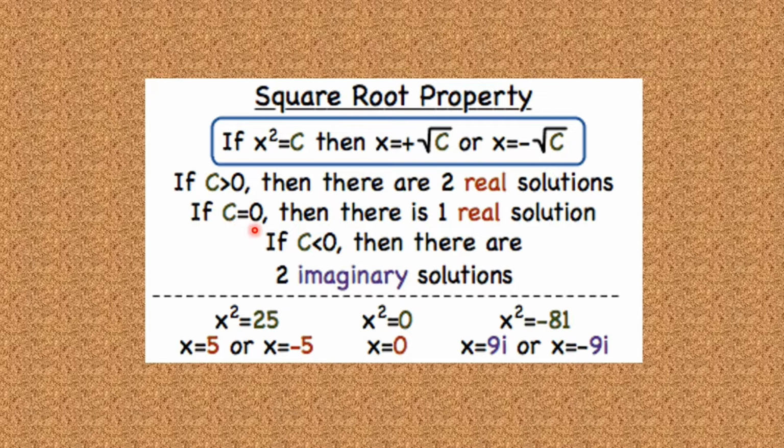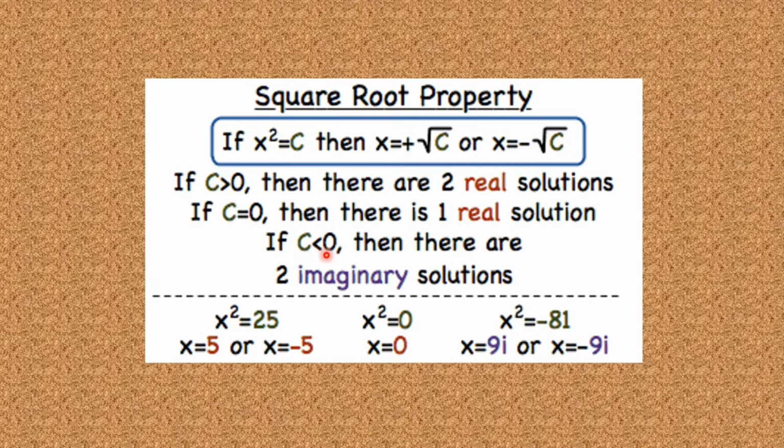If c is equal to 0, then there is one real solution. So, kapag ang c mo naman ay 0, 1 ang kanyang real solution. Halimbawa nito, x squared is equal to 0. Ang kanyang solution lang ay x is equal to 0.